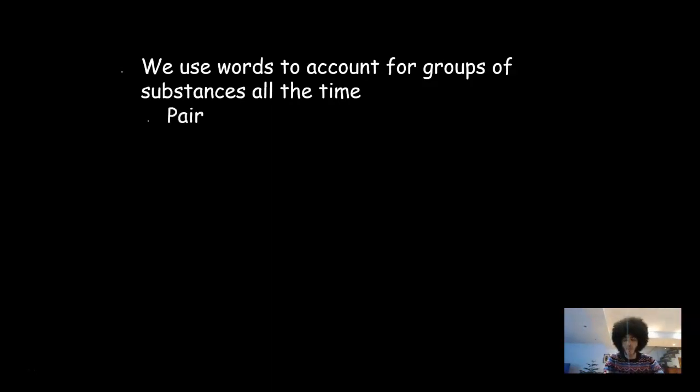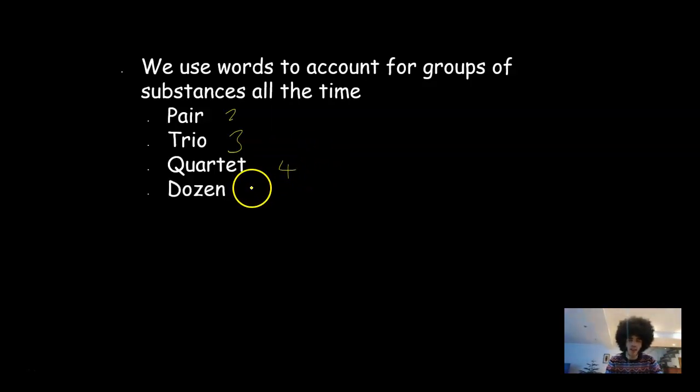So for example, you could say I have a pair of something or a couple of something, which is 2. You could say I have a trio of something, like a trio of, I don't know, candy bars, which is 3. You could say I've got a quartet, maybe a quartet of musicians, which is 4. Or you could say I've got a dozen something, like a dozen eggs, which is 12.